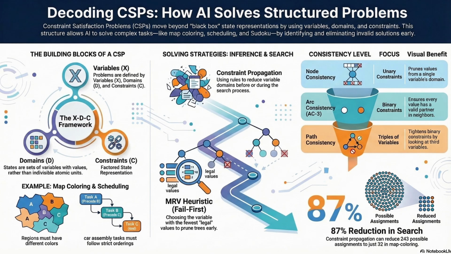Yes, the job shop scheduling problem. This is the bread and butter of industrial AI. This is where CSPs pay the bills. Imagine you were running a massive factory floor. You aren't coloring maps. You are building a sedan. So let's map this to our X, D, and C.